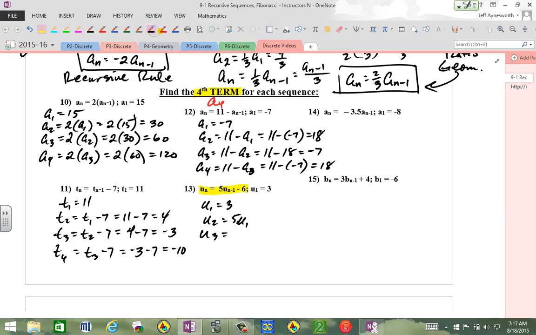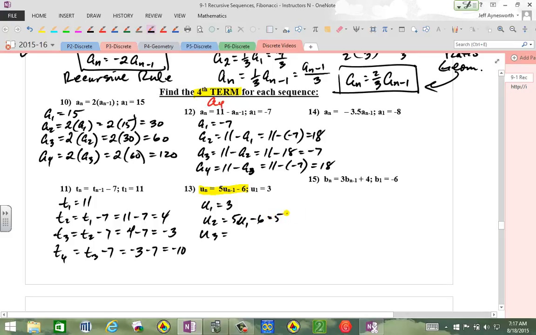Okay, so let me read carefully here, because I was going too fast. So 5 times u sub 1, which is 3, minus 6. 15 minus 6 is 9. u sub 3 is 5 times u sub 2 minus 6. That's 5 times 9 now, because we know u sub 2 is 9, minus 6. That's 45 minus 6, or 39.